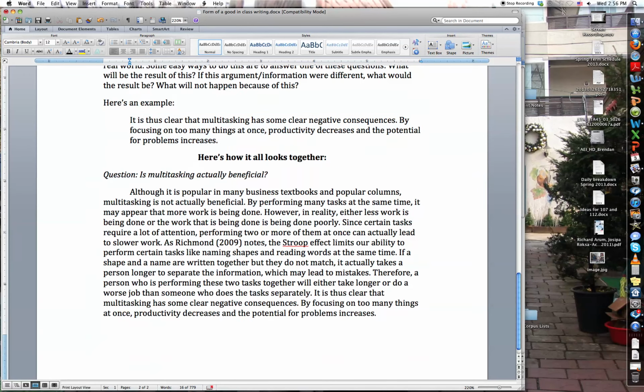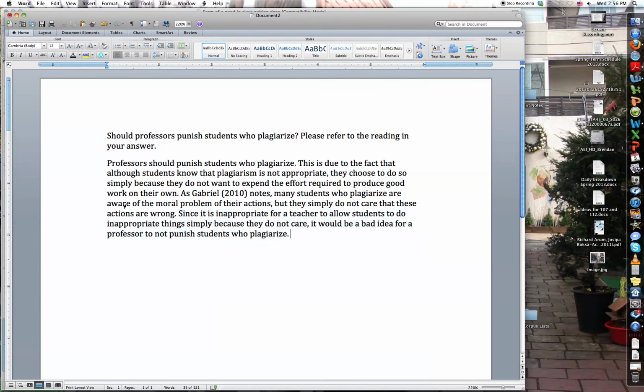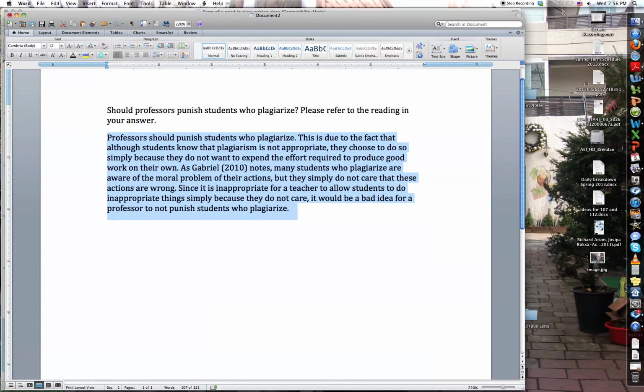If we come back over here, though, we can see that we've kind of already done it. If we say, since it's inappropriate for a teacher to allow students to do bad things because they don't care, it would be bad for a professor to not punish the students. Okay, we've already talked about an implication right there. Now, if you notice, this isn't very big. It's pretty short. It's just one paragraph, like I said at the beginning.